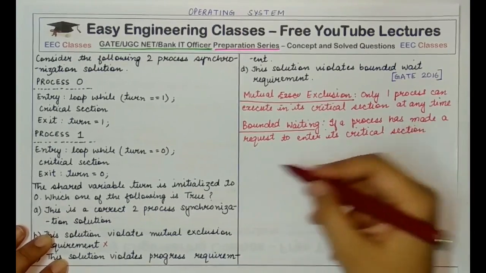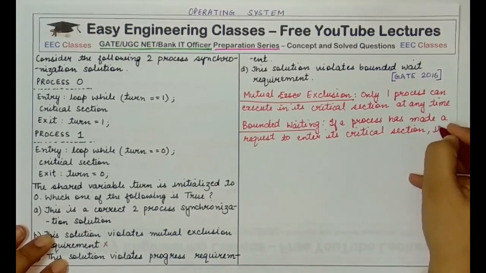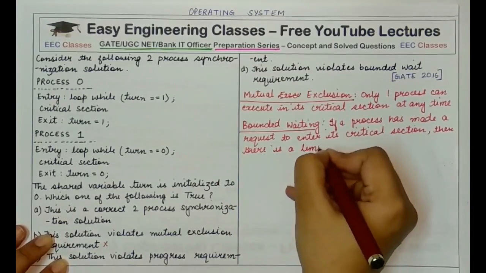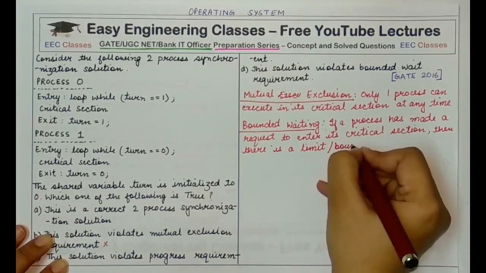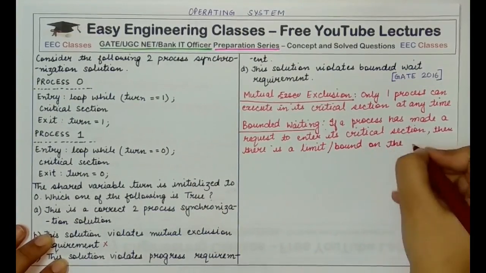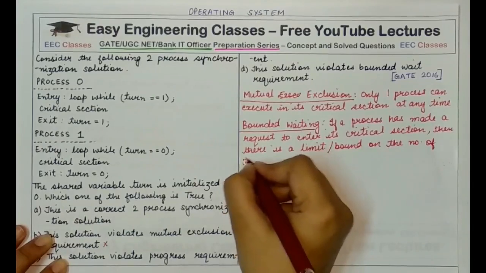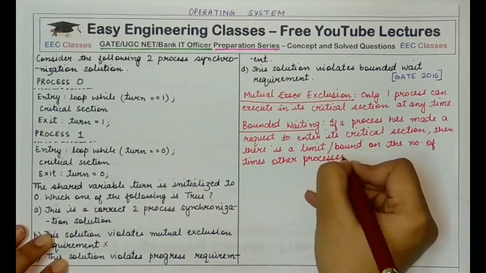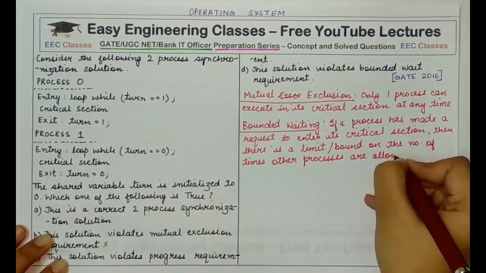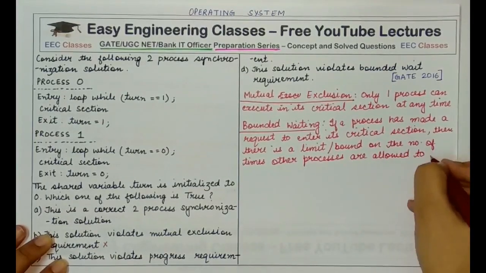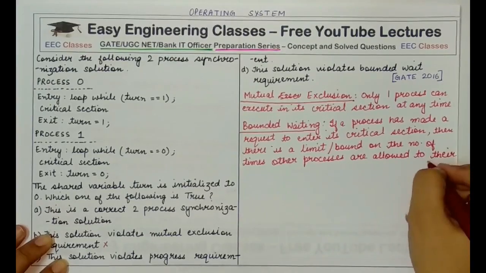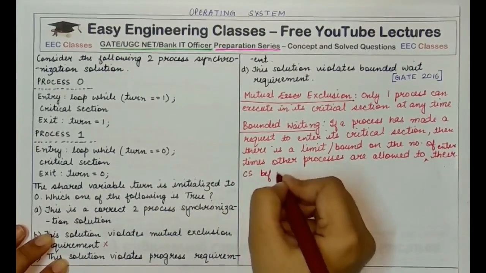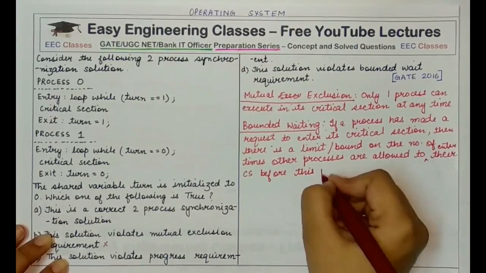Okay, so if a process has made a request to enter its critical section, then there is a limit or a bound on the number of times other processes are allowed to enter their critical section before this request is granted.